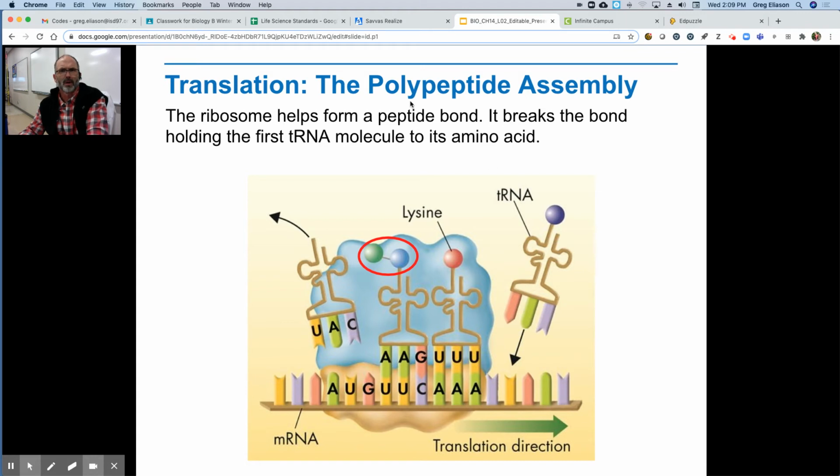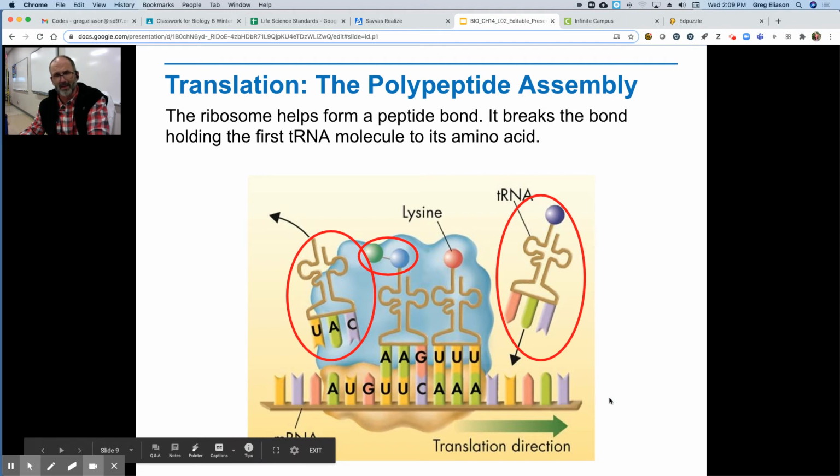Translation is the polypeptide assembly. So the ribosome helps form a peptide bond, peptide being a protein bond. It breaks the bond holding the first tRNA molecule to its amino acid. So here we go. Boom, there's the bond. And this goes off and bonds with another amino acid. And so what we do here is we start building a protein. And its translation direction is from the AUG in this direction.